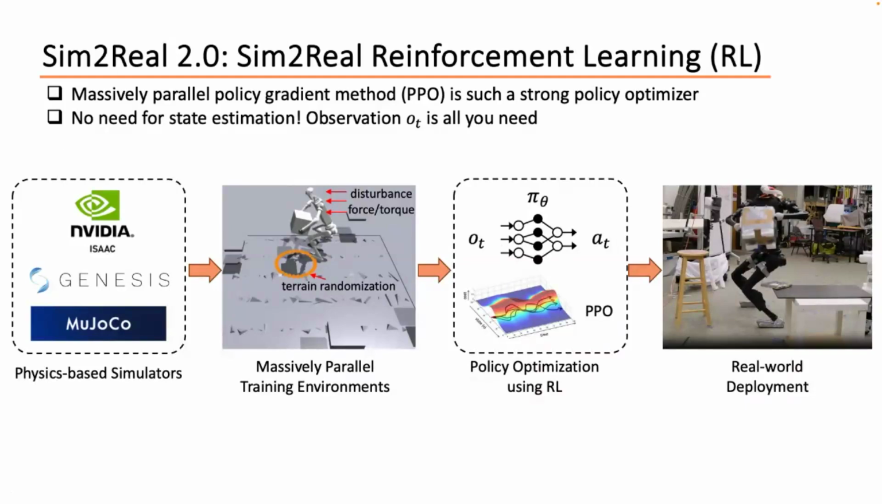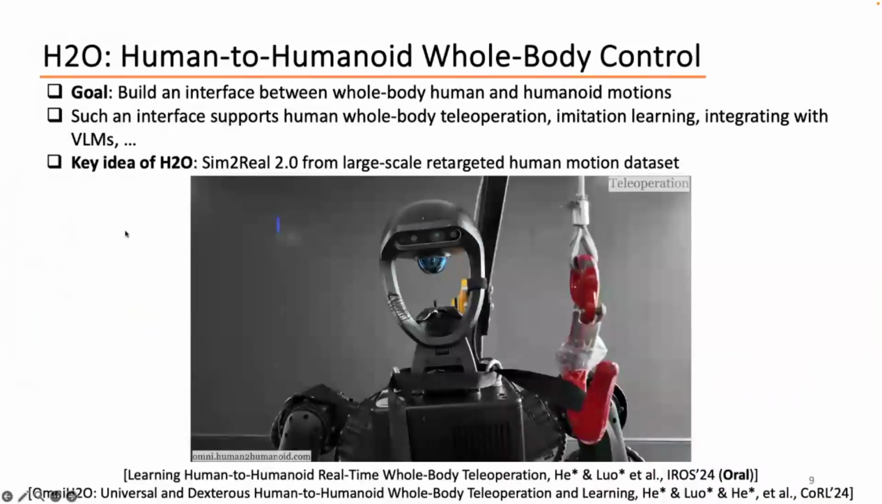For example, this is why you can do teacher-student, you can do distillation, you can do asymmetric actor-critic. That is because, right, the design of O is really flexible. It doesn't have to be the robot state. All right, this is Sim2Real 2.0, and I'm going to give you 2 examples for humanoid under the umbrella of Sim2Real 2.0. Okay, the first example is H2O, human-to-humanoid whole body control.